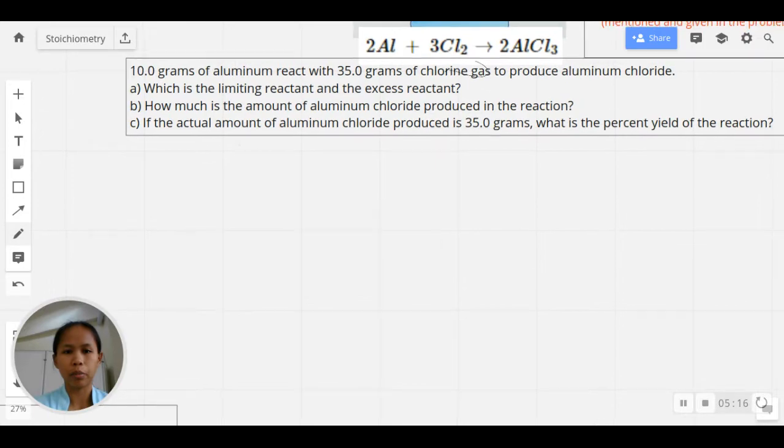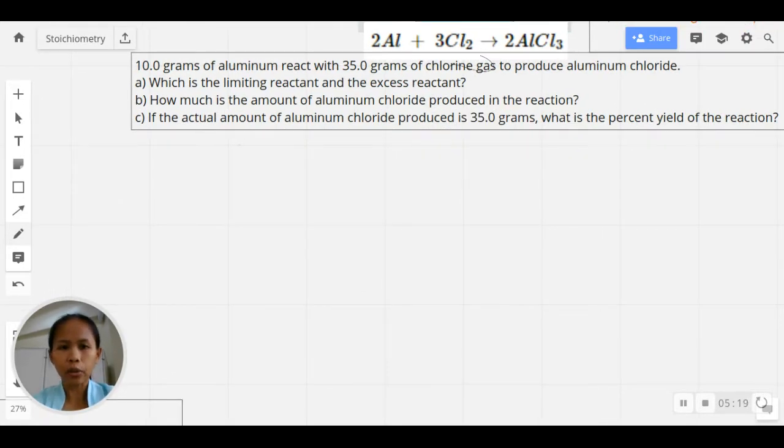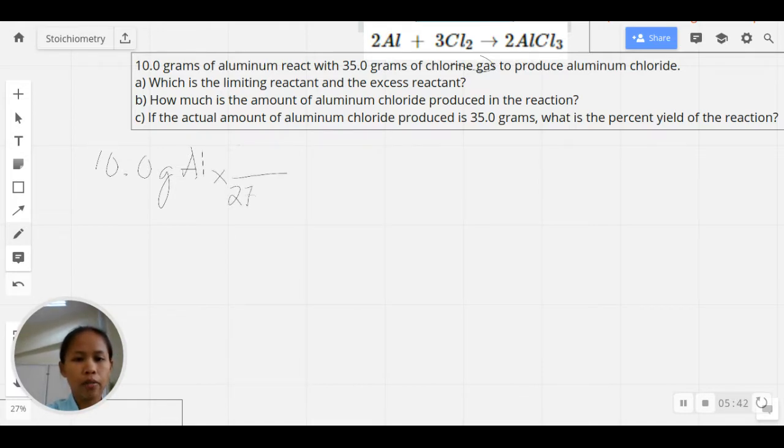So let's start with letter A. You know that to get LR and ER, we need to have two calculations. So let's start with the 10 grams. So we have our 10.0 grams of Al. And then because this is a mass conversion, we'll start with the molar mass of Al, which is 27.0 grams Al in every 1 mole of Al.